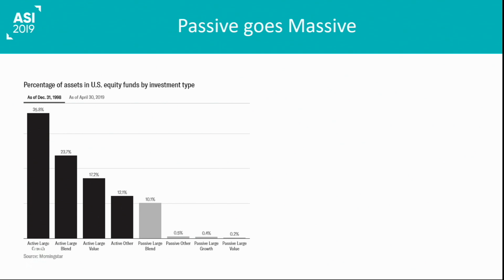What do you think about passive versus active? Do you want to go there? Sure. Maybe not. Just to leave you with one interesting statistic.